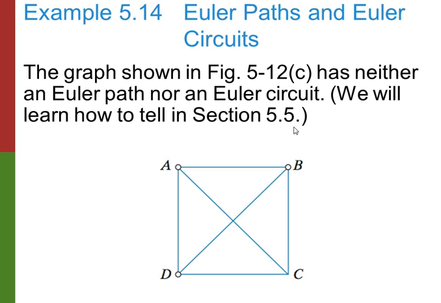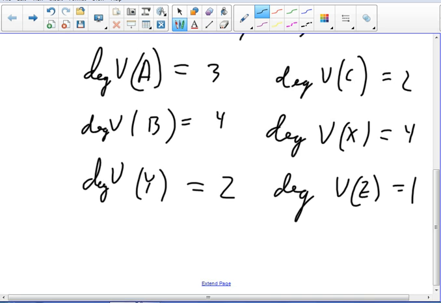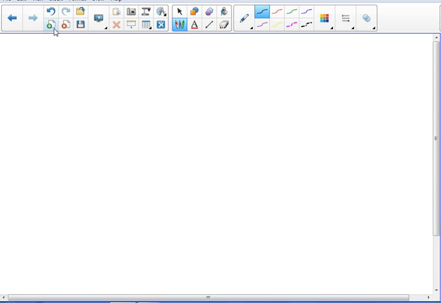And in section 5.5, we'll figure out why. But right now, it's pretty clear it's that way because there's no even vertices there at all, and they're all odds. Oh, look at that. We're done with that section already. Oh, and it's almost time to move on to see if we can solve another problem. Number 13.